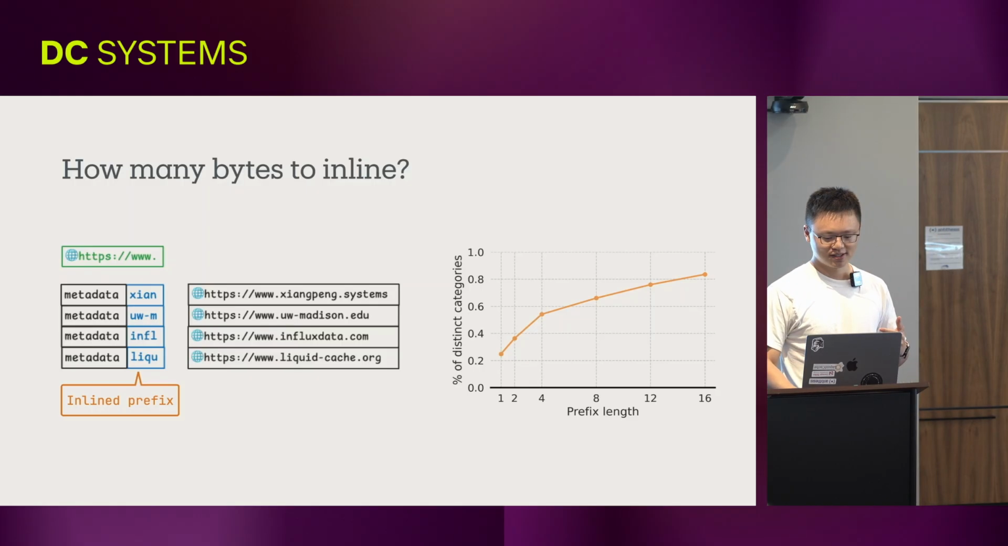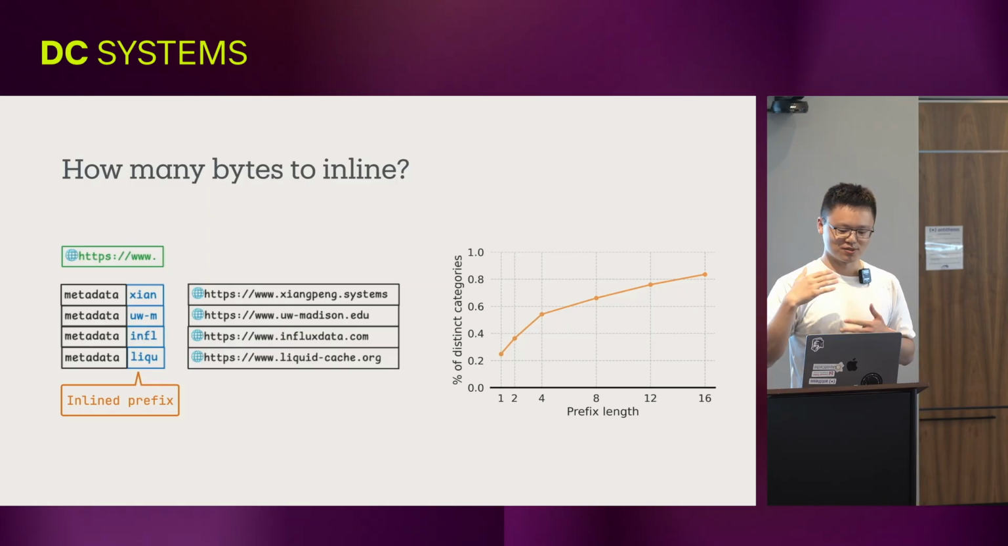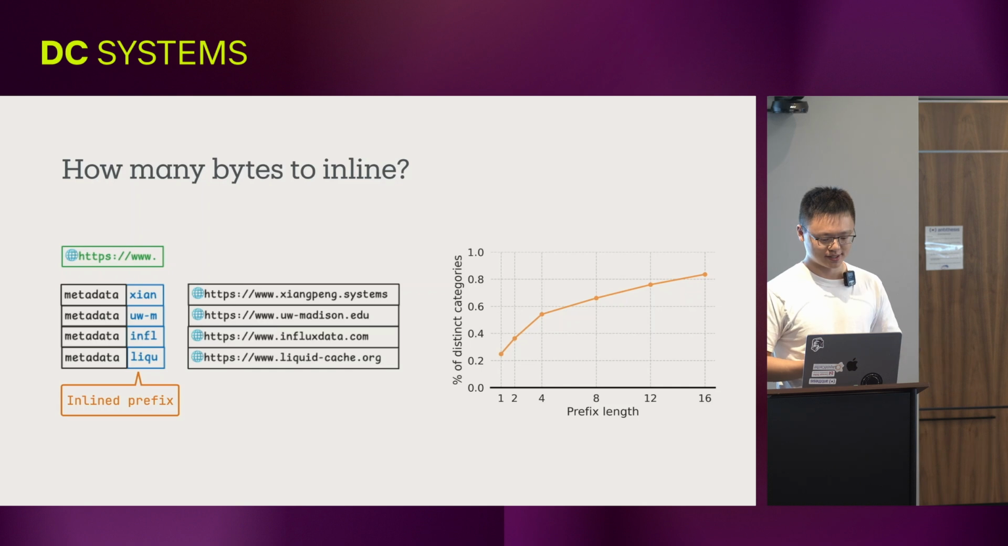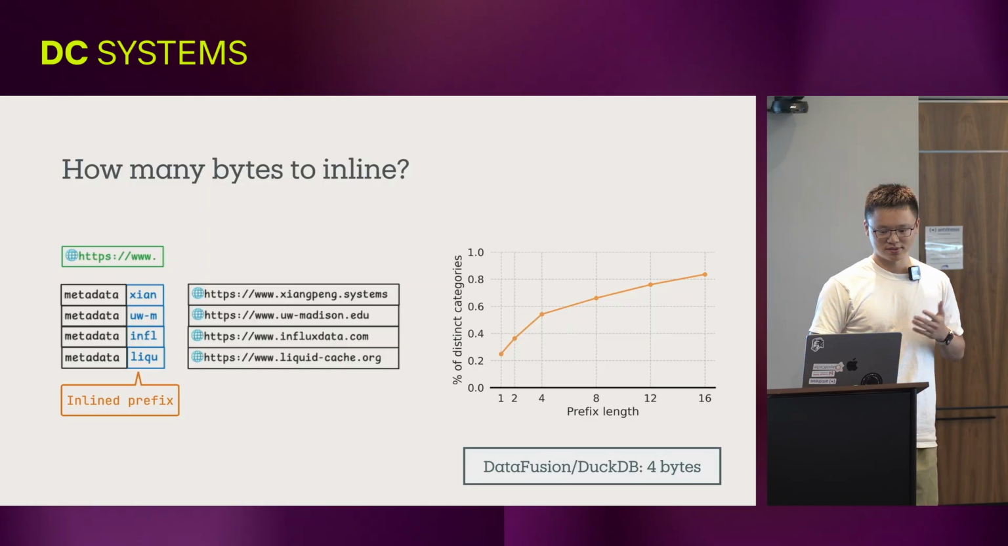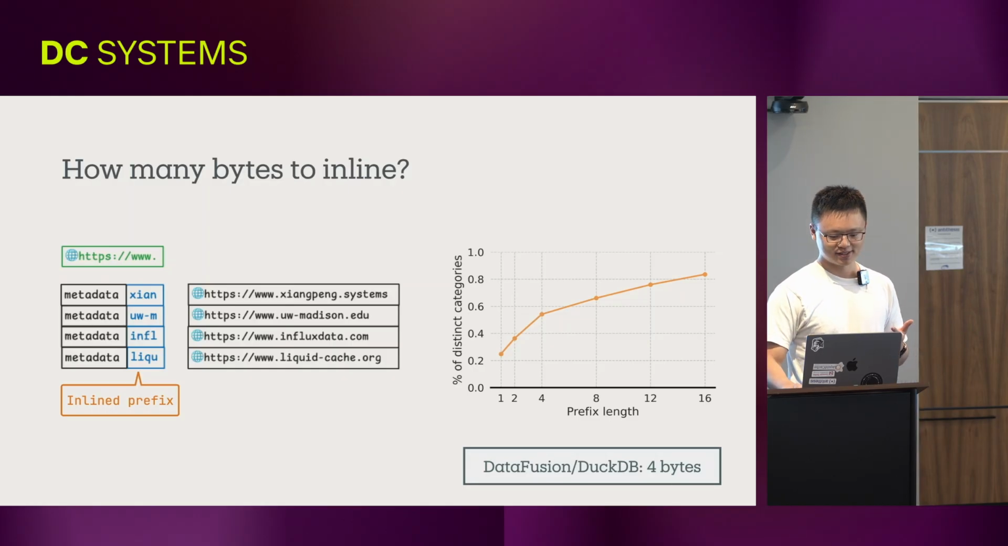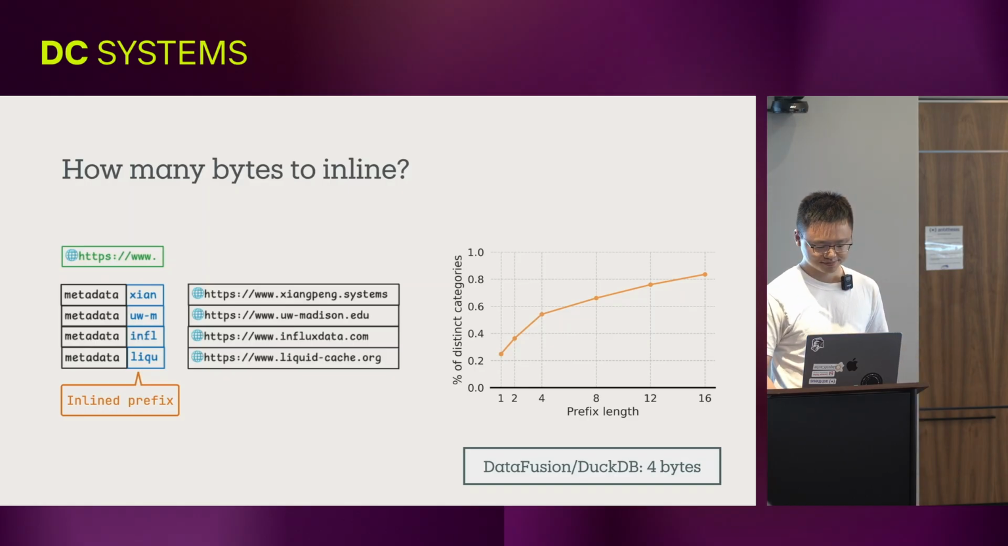So here we clearly show that the more we inline, the more data we can distinguish. And in fact, real systems like DataFusion and DuckDB will try to inline 4 bytes. And that seems to be a reasonable sweet spot to balance the inline effectiveness and memory overhead.